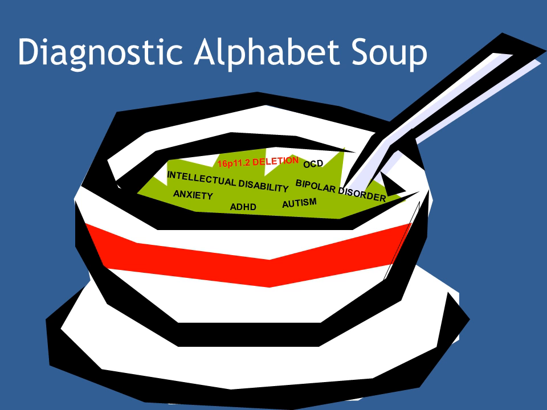This child has the 16p11.2 deletion, which as a genetic underpinning results in patterns of behavior and learning that can be classified into these other diagnoses, symptom diagnoses. So the child has one underlying condition which results in patterns of behavior and learning that fall out over time into different psychiatric and school diagnoses.